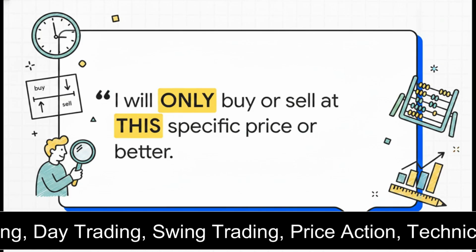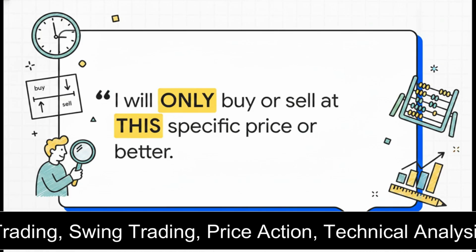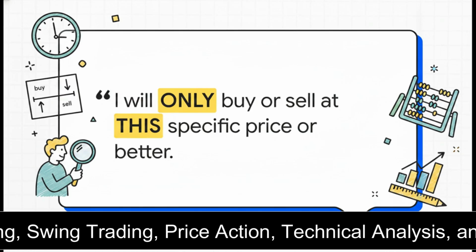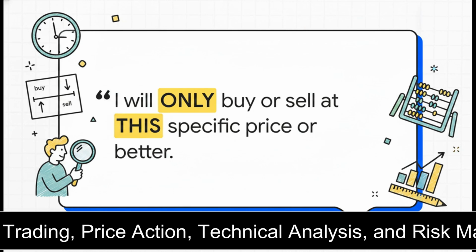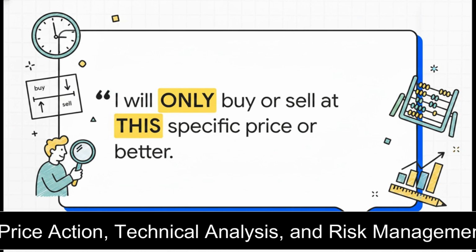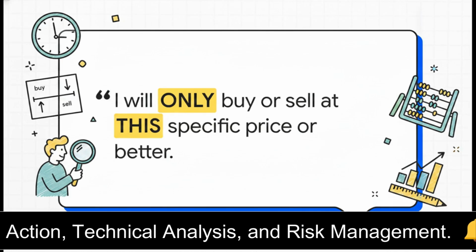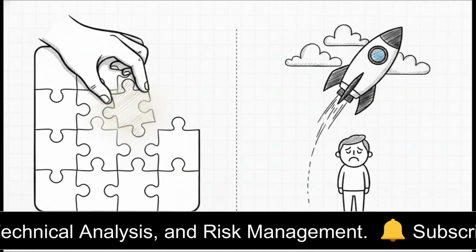Now, let's look at the exact opposite, the limit order. If the market order is for the impatient trader, the limit order is for the patient, calculating trader. When you use this tool, you're telling your broker, listen, I will only buy or sell at this specific price or better, not a penny worse. So the crucial takeaway here is that you gain total control.